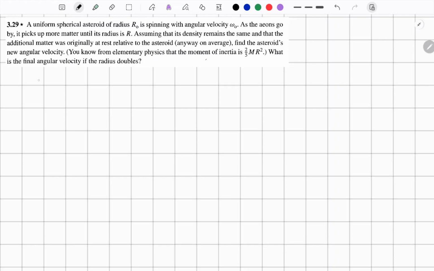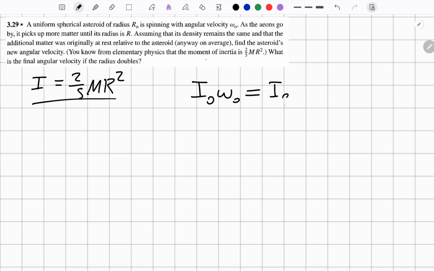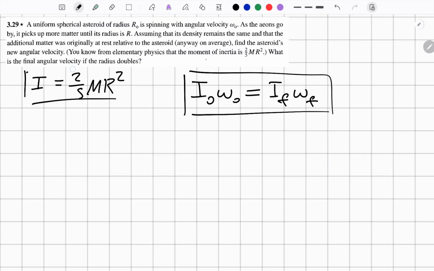So we have here that the moment of inertia for the asteroid is 2/5 mr squared for a sphere. And we know through the conservation of angular momentum that the initial moment of inertia times omega is going to be the final moment of inertia times the final angular velocity. So we know these things, and we're given that initially it has the radius r0, and it's going to have the final radius there.